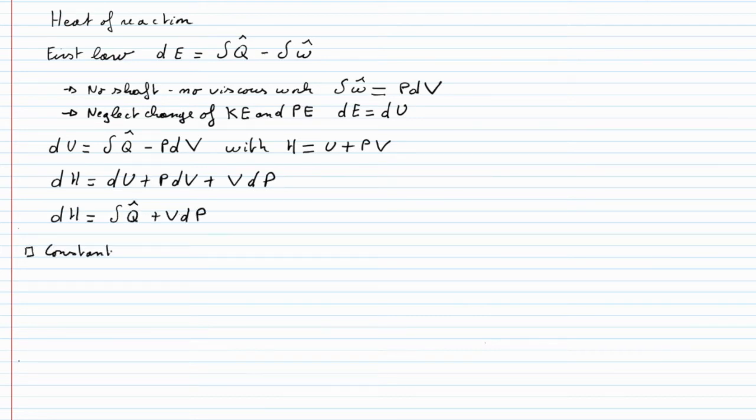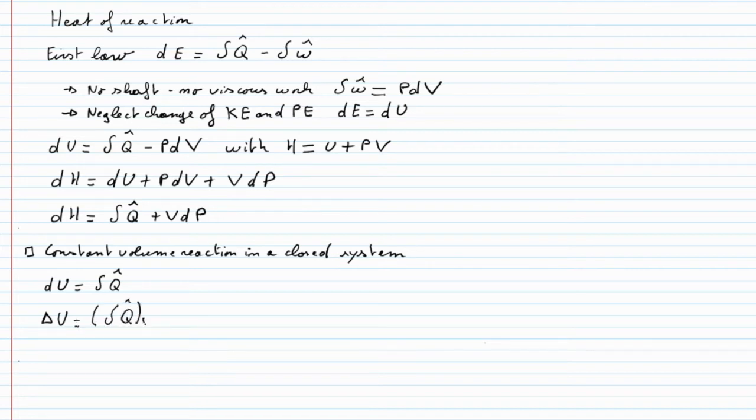If we consider a constant volume reaction in a closed system, then an infinitesimal variation of internal energy is equal to a small variation of heat. If we integrate this small variation of internal energy over a trajectory between two states, it follows that delta U, the variation of internal energy between state 1 and state 2, is equal to the heat transfer to the system over this trajectory. If there is no heat transfer within the system, so if the reactor is adiabatic, then the variation of internal energy is equal to 0.